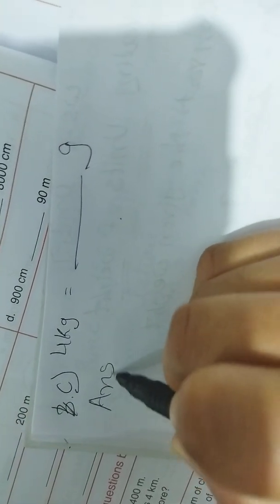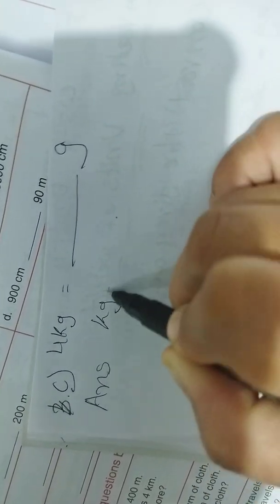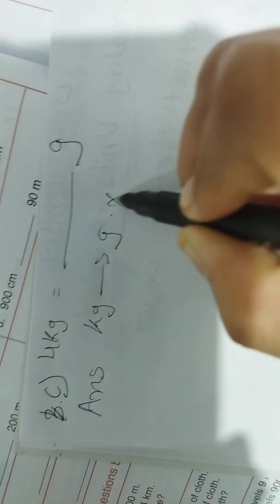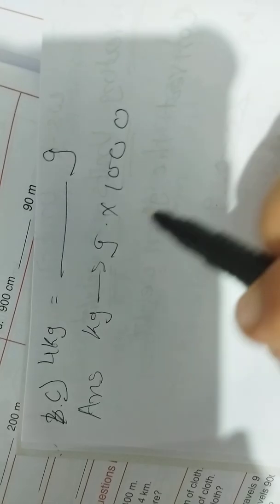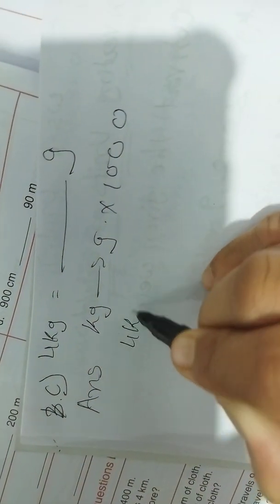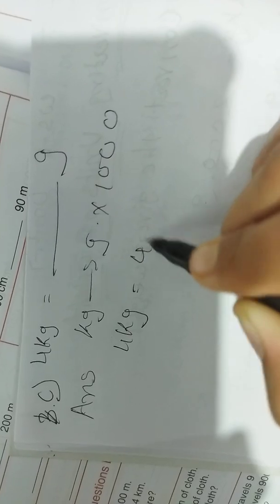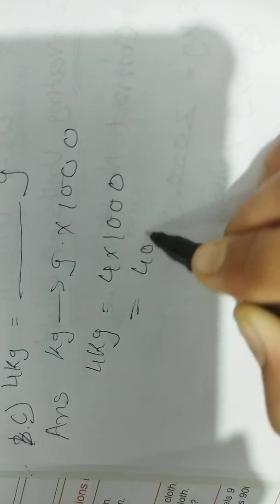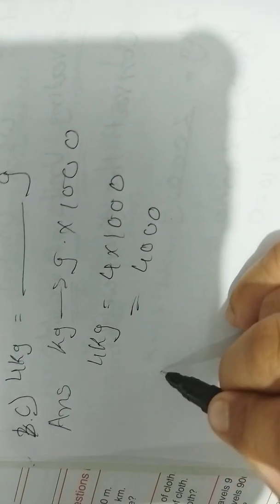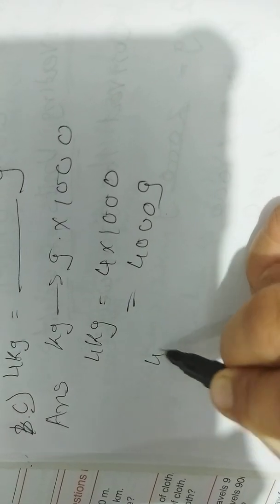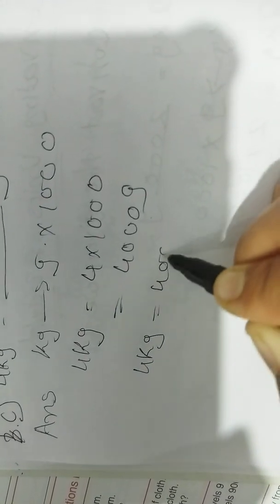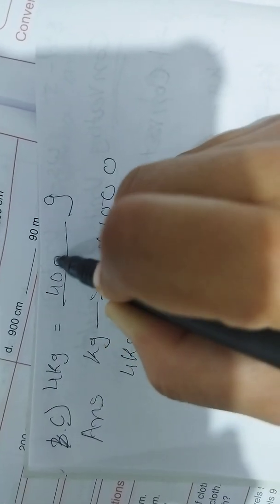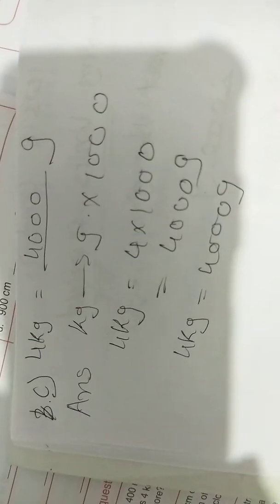We have to convert kg into grams, so multiply by 1000. 4 kg is equal to 4 into 1000. Answer is 4000. So we write 4 kg is equal to 4000 grams, and here also we write 4000 grams. Now look at these sums, everyone, and write it down in your notebook. I'll give you 1 minute so you have to complete your work.